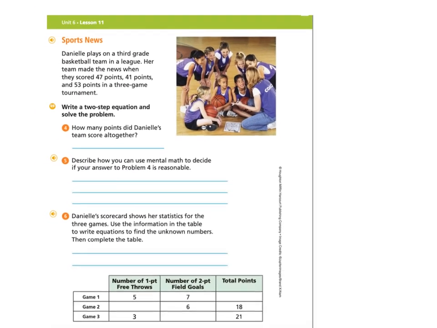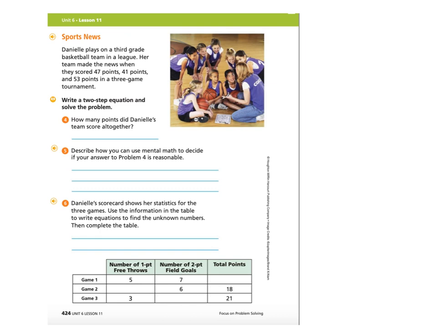Now next page, different sports team. Getting into basketball, so Danielle plays on the third grade basketball team. Team made news when they scored 47 points, 41 points, and 53 points in a 3-game tournament. So this one would be how many points did they score all together? So you'd have to add all 3 of them.